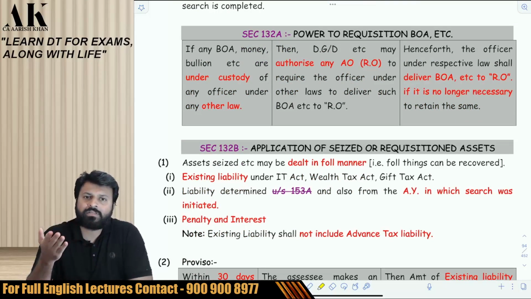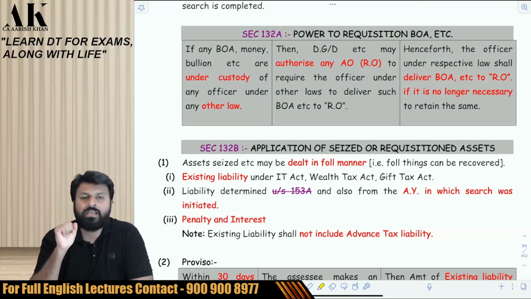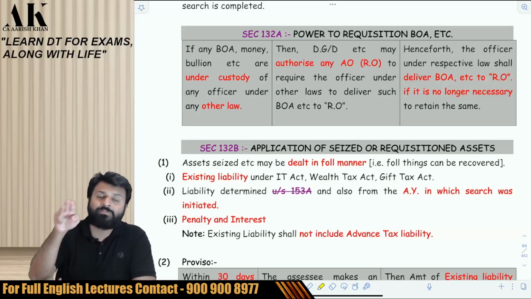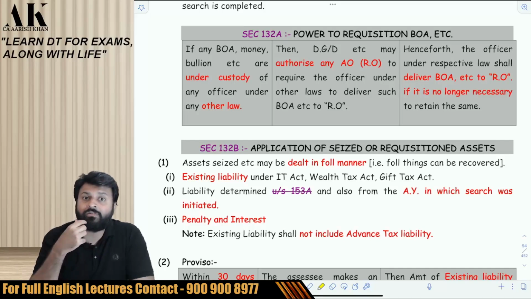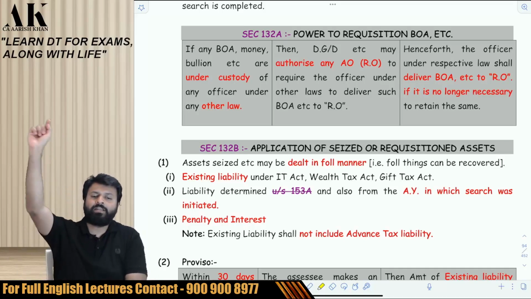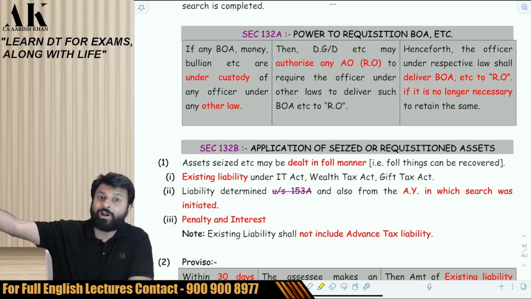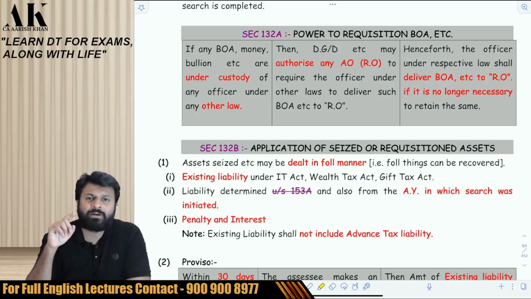Suppose there is a person whose books of accounts, money, bullion, jewelry is already seized by certain other authorities, like ED, FEMA, customs, or say, for example, GST law or excise law. Then in that case, what is the duty of the assessing officer? In that case, the higher authority, that is commissioner, director general, etc., will tell the assessing officer to go and request the other authority to hand over those things to you. Obviously, the income tax department cannot force the other authorities to hand over to themselves. They can only request the other authorities to hand over to themselves.